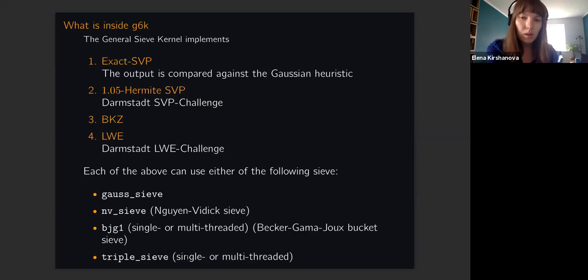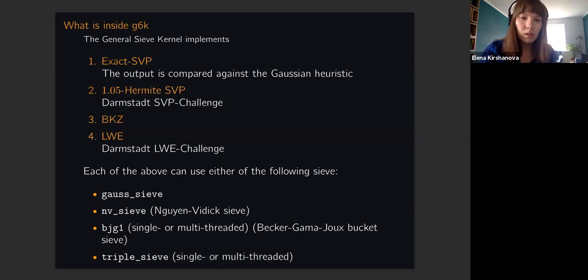All right, so what I want to explain next is the last three implementations of the sieving routines, namely the Nguyen-Vidick sieve, the BGJ1 sieve, and the triple sieve. I will not be describing the Gauss sieve, because I think what is important are the last three. Gauss is also important, but I choose to explain the last three.